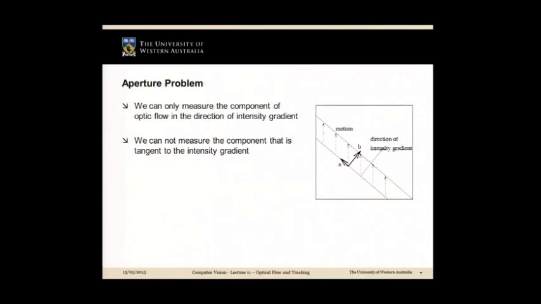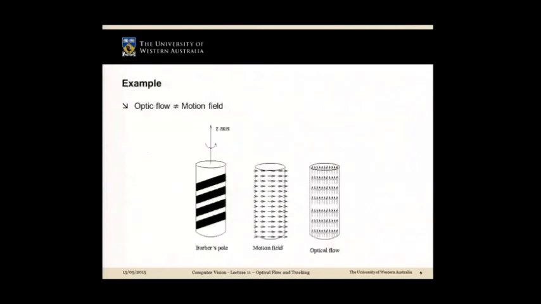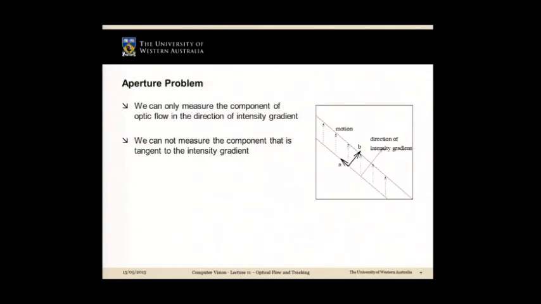Now, this leads to a problem called the aperture problem. We can only measure the component of optic flow in the direction of intensity gradients. If you look at the barber's pole, what will be the direction of intensity gradients? One of the stripes is shown here, and this barber's pole is moving in that particular direction. If you compute the gradients, they will point upwards. And we cannot measure the component that is tangent to the intensity gradient. Which one is the tangent component? A is the tangent component.